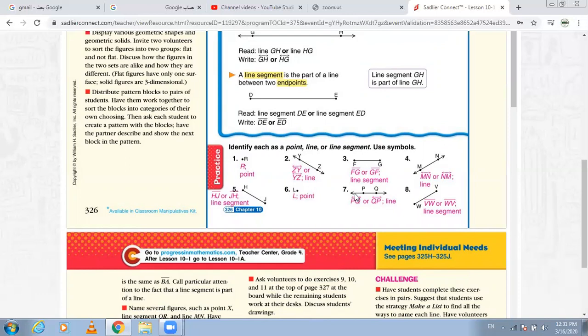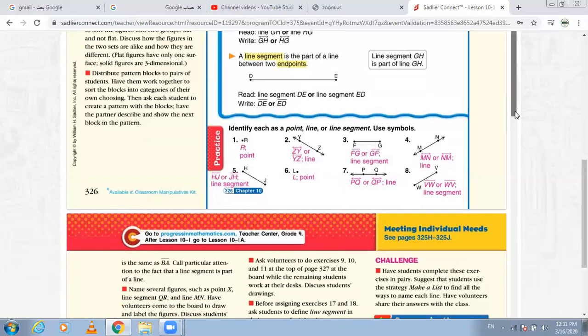Number 7, we have line with two arrows. How can I name it? P, Q, or Q, P, but don't forget above the letters you have to draw a small line, okay, with two arrows. Number 8, we have what? Line segment. How can I name it? W, V, or V, W, but above the letters you have to draw a line without arrows.